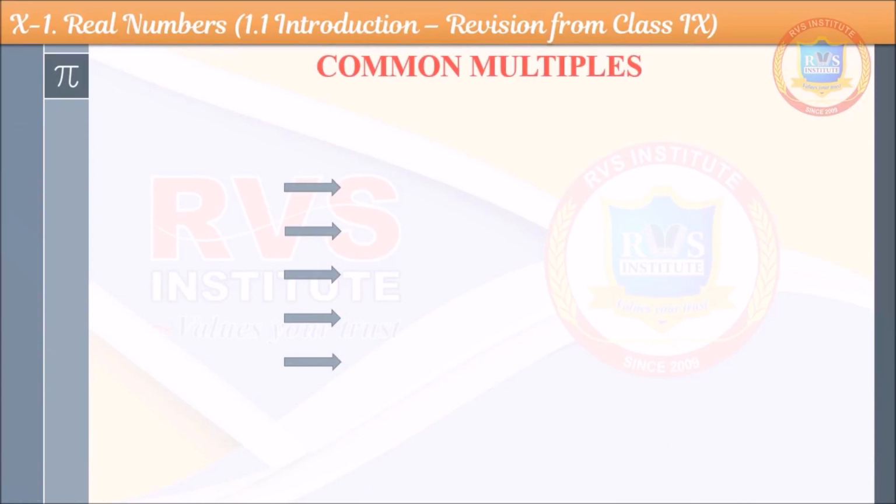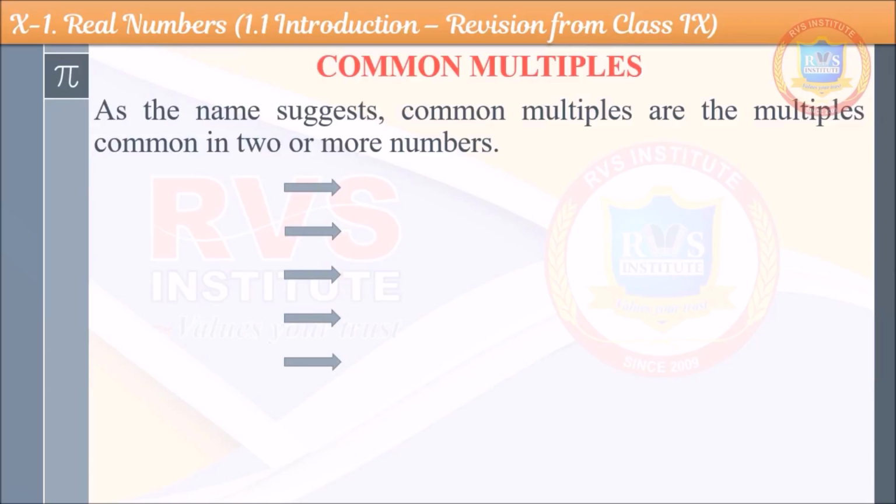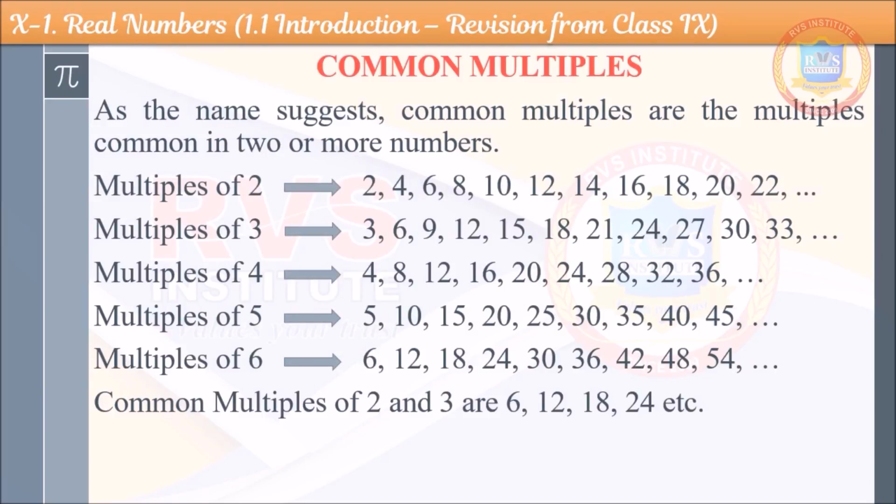Common multiples. As the name suggests, common multiples are the multiples common in 2 or more numbers. Now common multiples of 2 and 3 are, you can notice, 6 is common in the multiples of 2 and 3, then 12 is common, then 18, you will find 24 too. So you will find these common multiples between the multiples of 2 and 3.